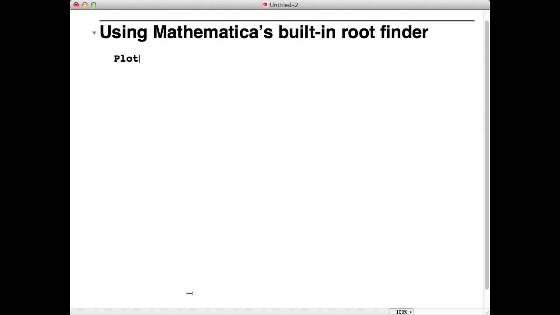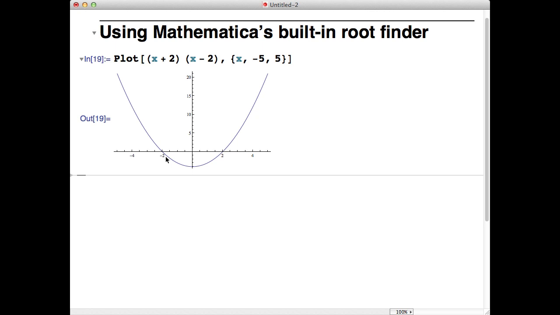First, we're going to plot that function, (x + 2)(x - 2). And we'll go ahead and plot it from minus 5 to 5 so we can see the roots very clearly. So those roots are minus 2 and plus 2 as we'd expect, and there's a minimum at 0. Now we're going to try to determine those roots numerically using Mathematica's built-in root finder, FindRoot.